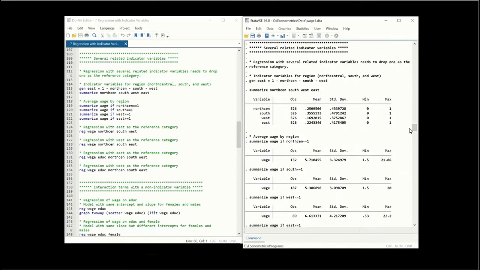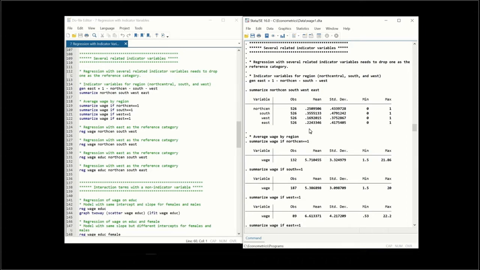Okay, so next let's talk about several related indicator variables. A regression that has several related independent variables that are indicator variables would need to drop one as reference category. So here we would be looking at the regions that each of the workers are located. So we have north, central, south, west, and east. And we're generating the east region by doing 1 minus the other regions. So here is what we have in the data set. So here we have the proportion of people that are in each of these regions, basically.